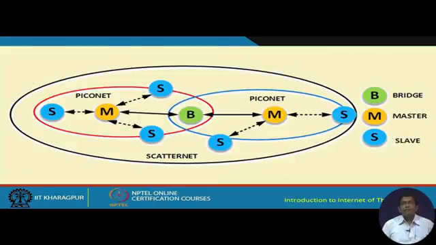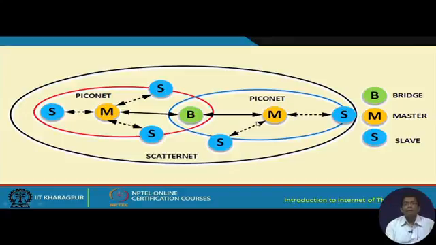So, this is the diagram showing the configuration of piconet and scatternet. Here we see a scatternet consisting of 2 piconets. This is one piconet, this is another piconet, and we see that there is a master and there are 3 slaves, rather 4 slaves, and this slave is acting as a bridge between these 2 piconets, and these are again 3 different slaves for this particular piconet.